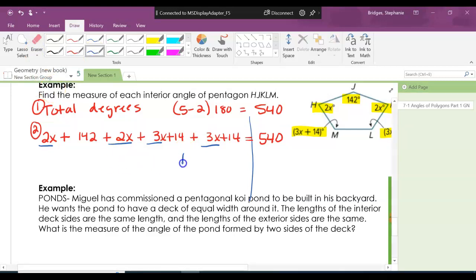And then I'm going to add all of the numbers that are not with an x. So let's add 142 plus 14 plus another 14. And how much is that going to give me? 170. Okay. And that's going to be equal to 540. So finish solving this. Let's find out what x is first. That is, again, not my final answer. That is what I'm going to use to find the measure of each one of my angles.